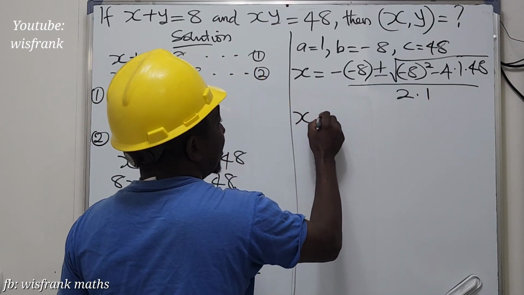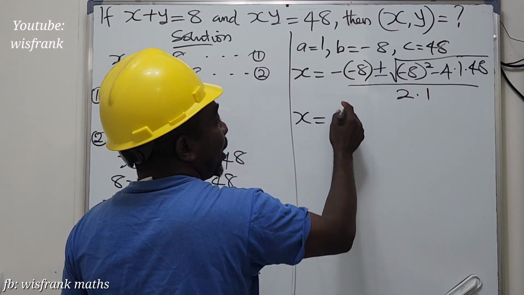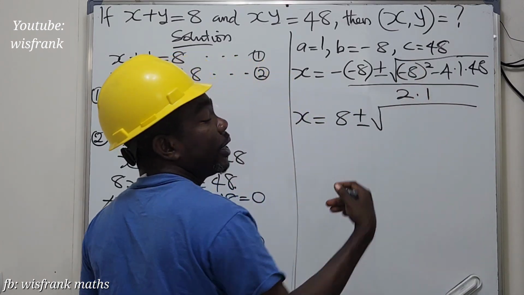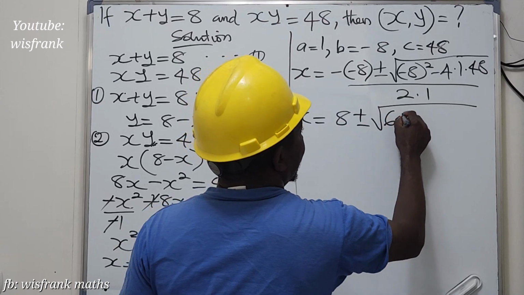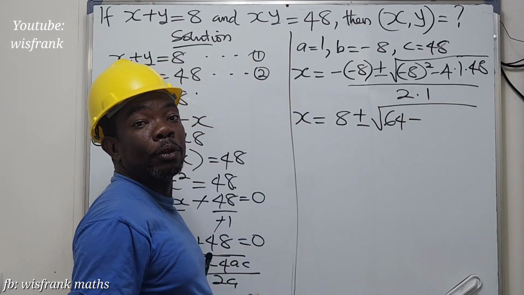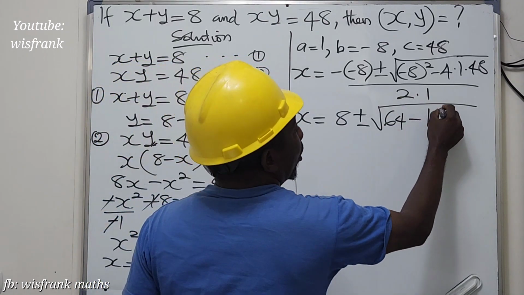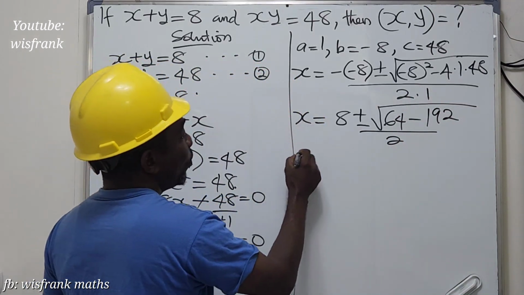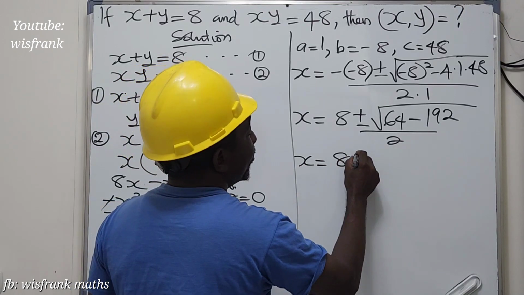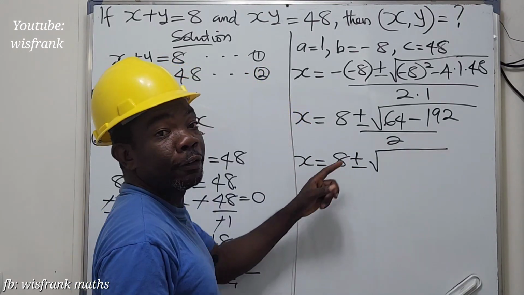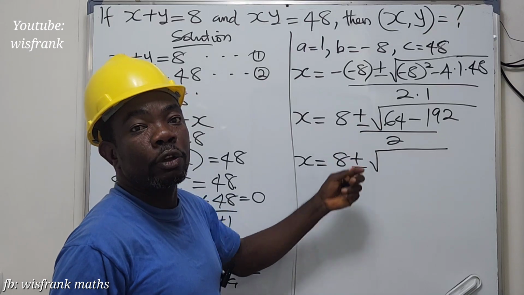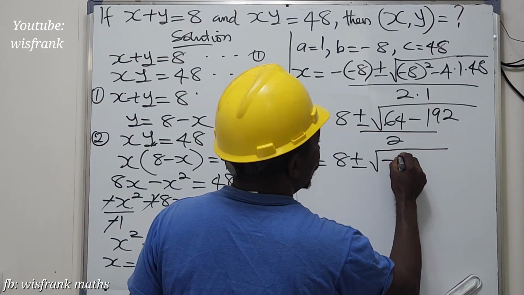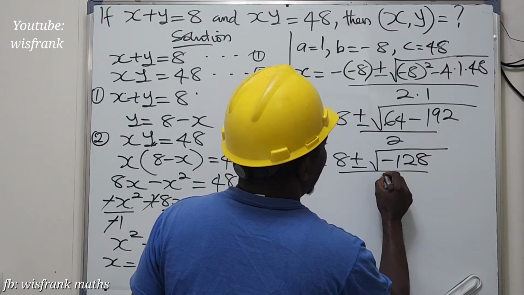In this situation, we have x equals minus times minus 8 gives us 8, plus or minus the square root of minus 8 to the power of 2, which is 64, minus 4 times 1 times 48, which gives us 192, all over 2, because 2 times 1 is 2. So here we have x equals 8 plus or minus the square root of 64 minus 192, which gives us minus 128, all over 2.